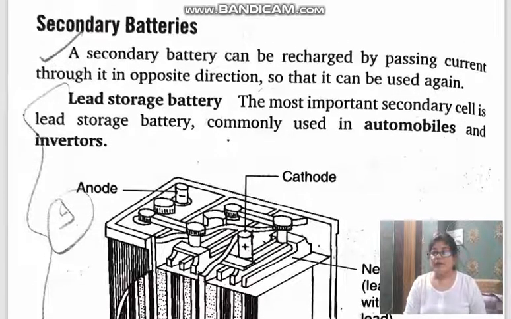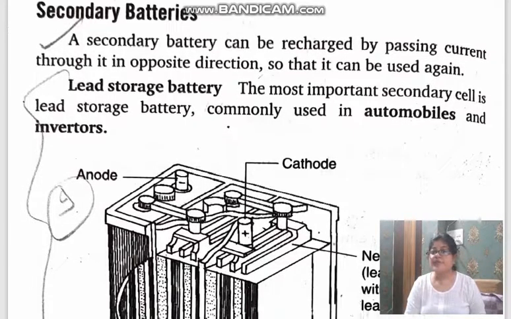Now secondary batteries. We learned about primary batteries, that means when the chemicals present in them are finished, the battery cell becomes dead and we have to replace it. We cannot recharge them, we cannot reuse them. So these are the primary batteries.